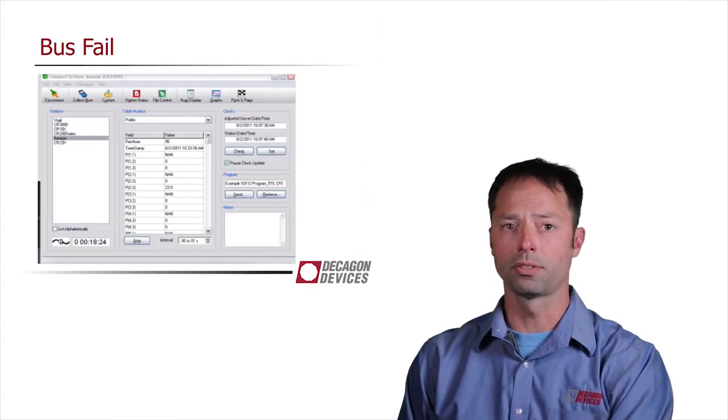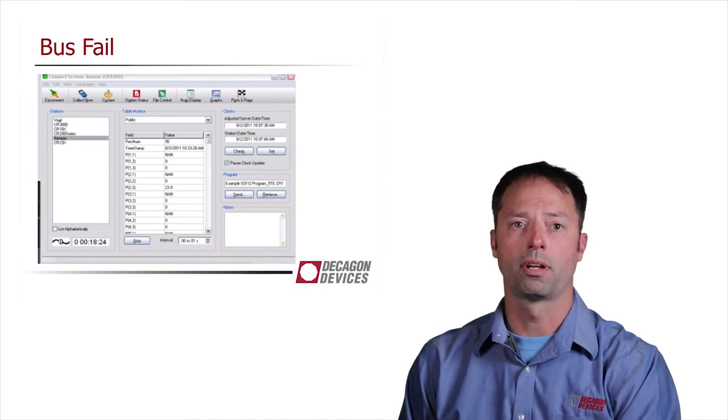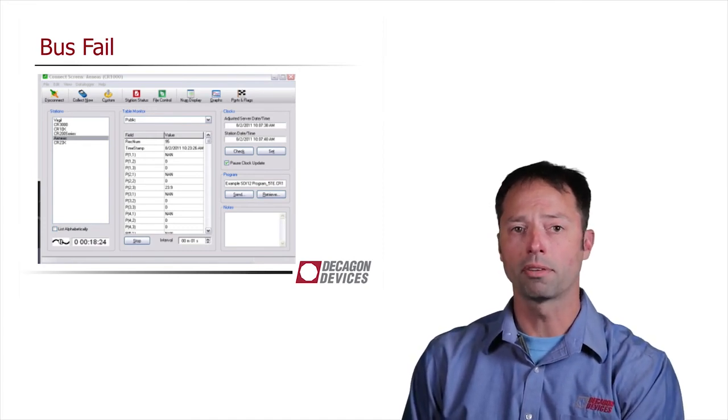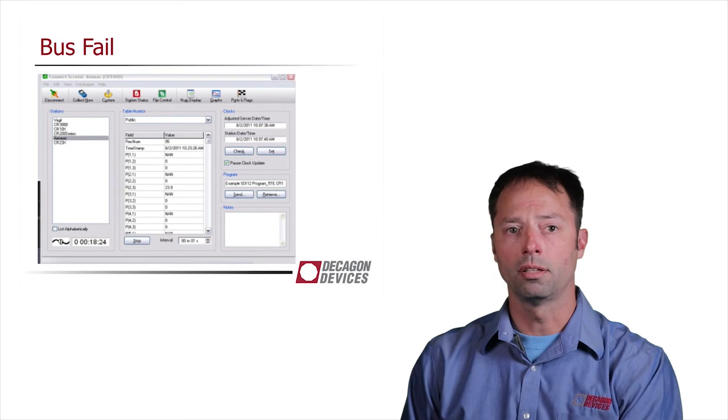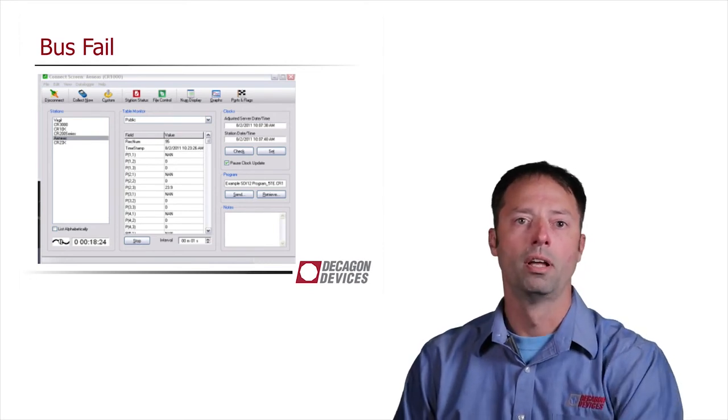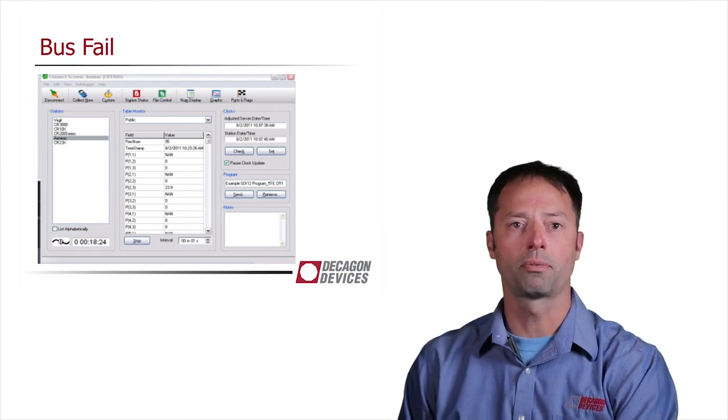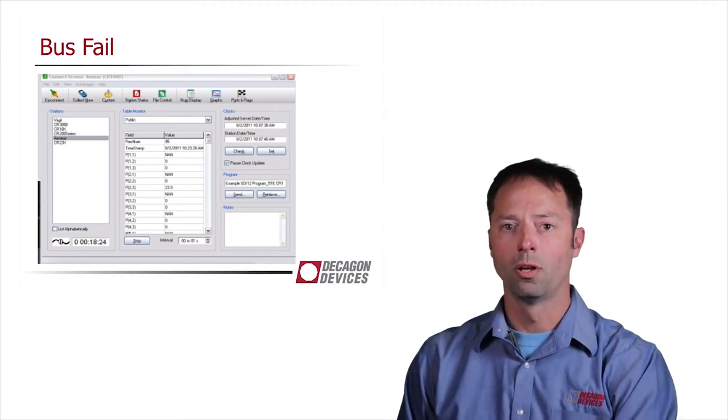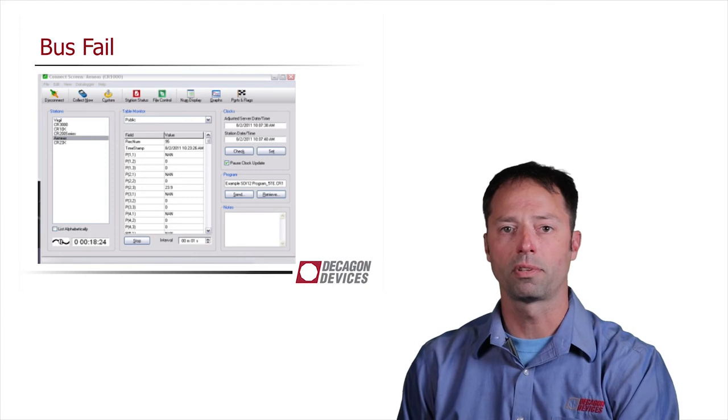But the buses can fail too. This is an example of output from a bad bus in LoggerNet, in the Campbell Scientific software. Note, you just have a bunch of odd readings. You're getting data here and there, but for the most part, it's pretty clear that something isn't right.